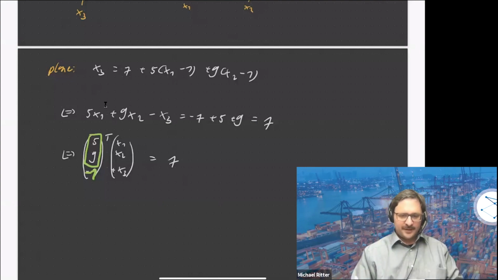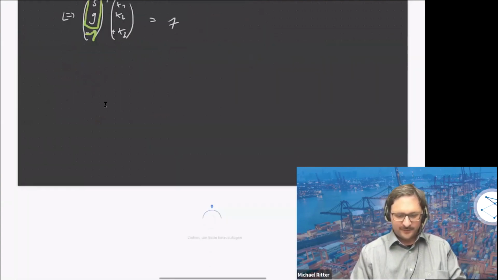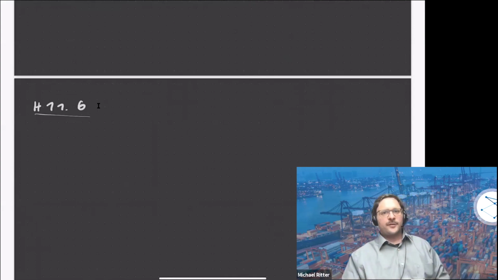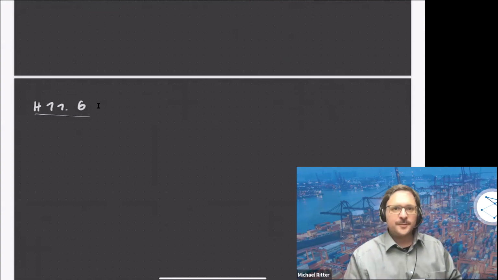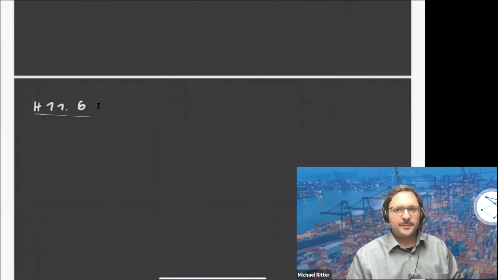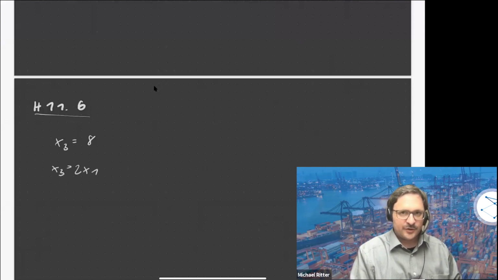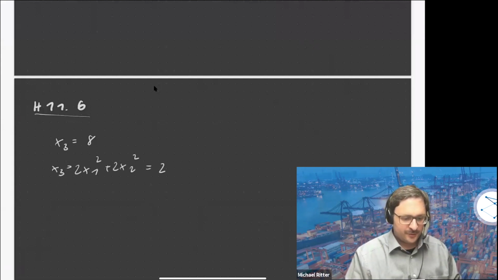Okay, so in 11.6, let's have a look at that one first. And I'm guessing 11.7 is similar. So what we're doing here is we're computing a volume of a solid body that is bounded by some surface and the plane. And the plane, that's the easiest part. The plane is described as x3 equals 8. And then there is the surface x3 equals 2 x1 squared plus 2 x2 squared, or just 2 times x1 squared plus x2 squared.